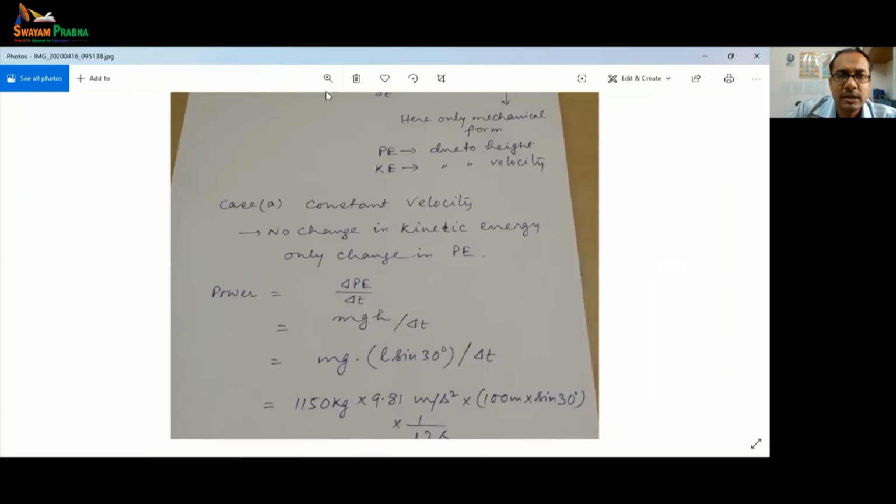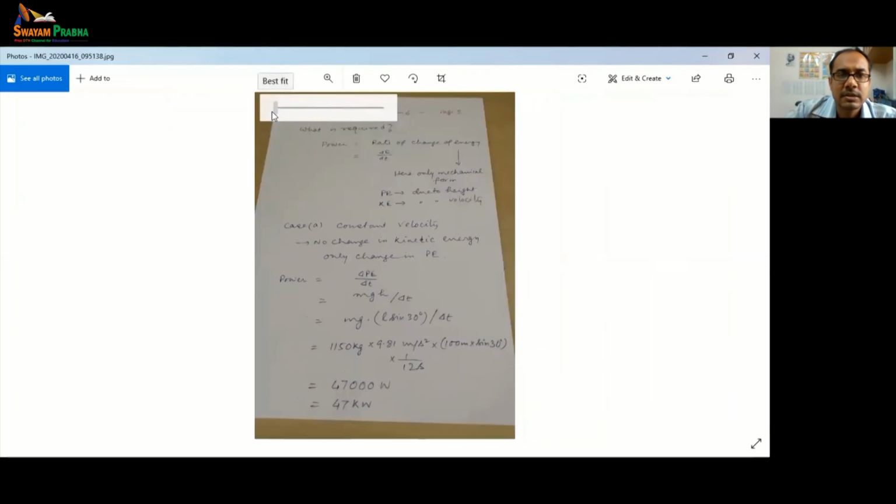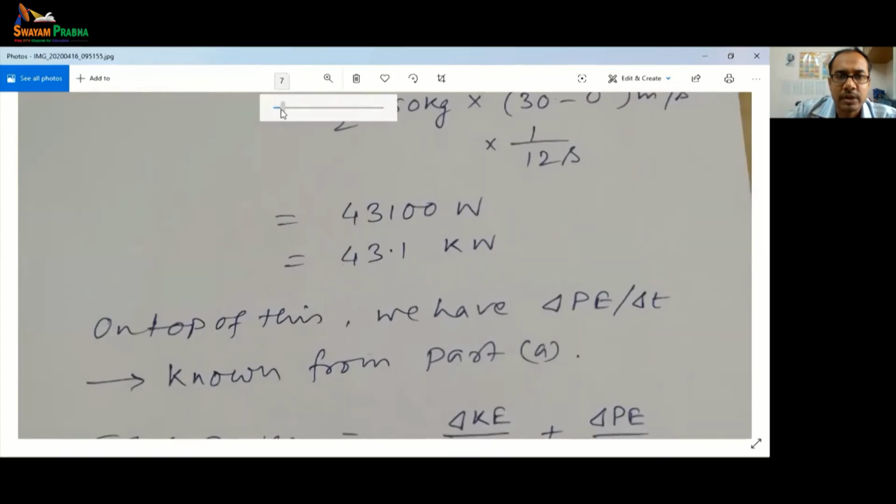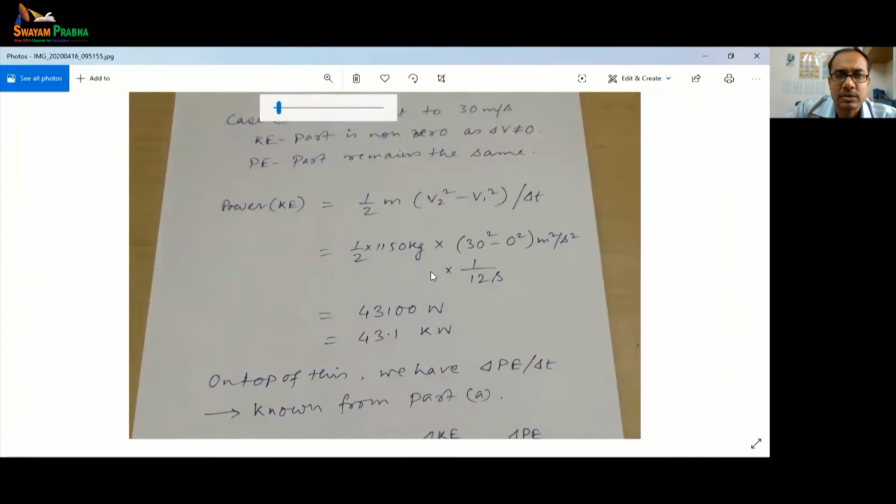Now let's take the next case, where we have a kinetic energy change as well, because we now have a change in velocity.